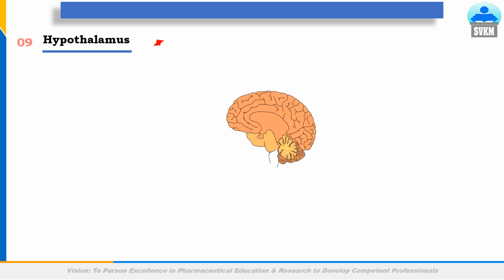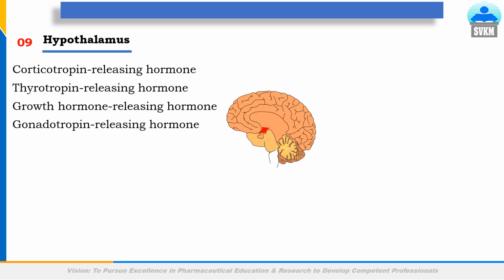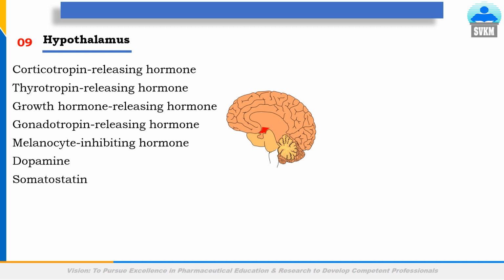Now the hypothalamus secretes nine different hormones, namely corticotropin releasing hormone, thyrotropin releasing hormone, growth hormone releasing hormone, gonadotropin releasing hormone, melanocyte inhibiting hormone, dopamine, somatostatin, oxytocin, and vasopressin. Oxytocin and vasopressin are the stored hormones.